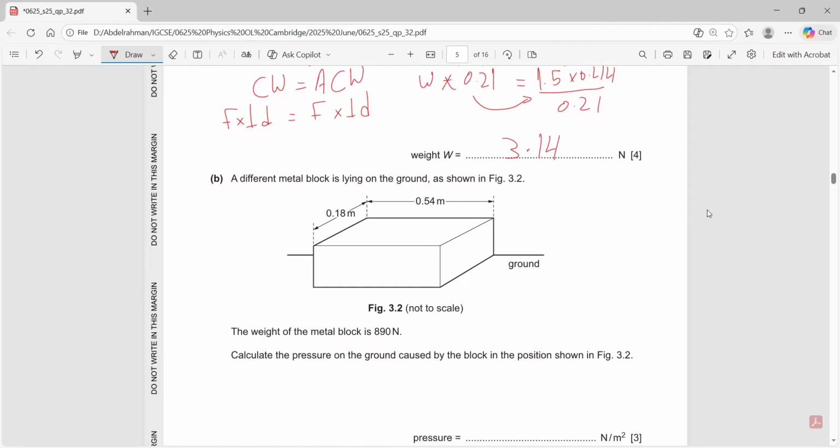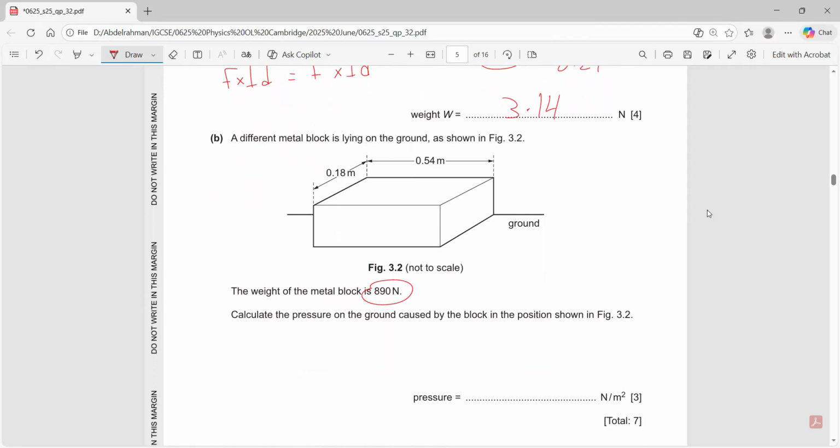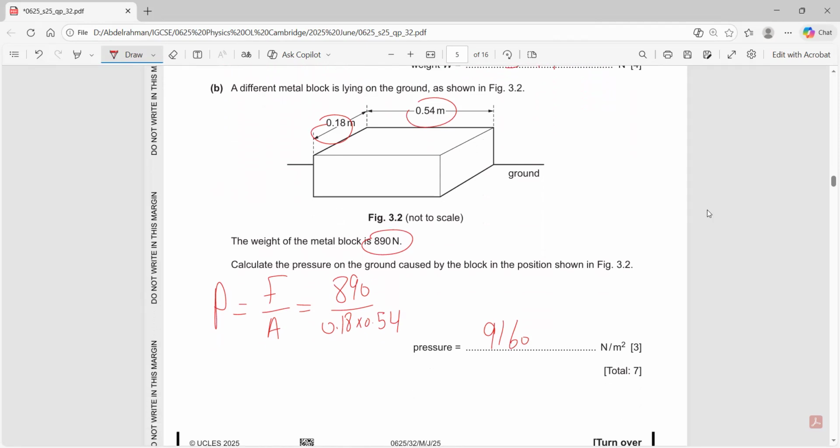A different metal block is lying on the ground as shown. The weight of this block is 890 newtons. Can I find the pressure? Yes, I can find the pressure. Pressure would be equal to the force divided by the area. The force is 890 newtons. What is the area? The area would be if you multiply these two numbers by each other. So 0.18 times 0.54. This will give you a total pressure of 9,160 newtons per meter squared.